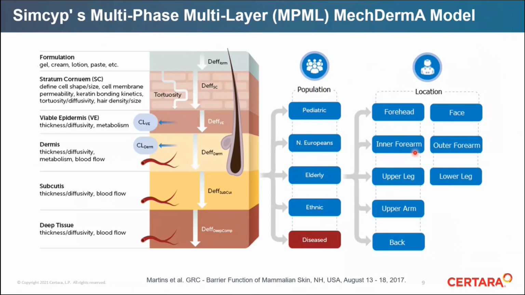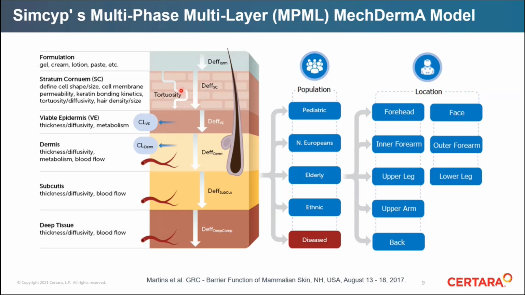This is a cartoon which I took from a presentation from MCERC. This is the multi-layer, multi-phase MechDermA model. And you can see from there that you have a compartment to model the formulation, so you can model all the processes which are going on once we apply the drug product on the surface of the skin. Stratum corneum is being modeled as a brick and mortar. So your corneocytes are the bricks, and the lipid matrix around these corneocytes is modeled as the mortar.